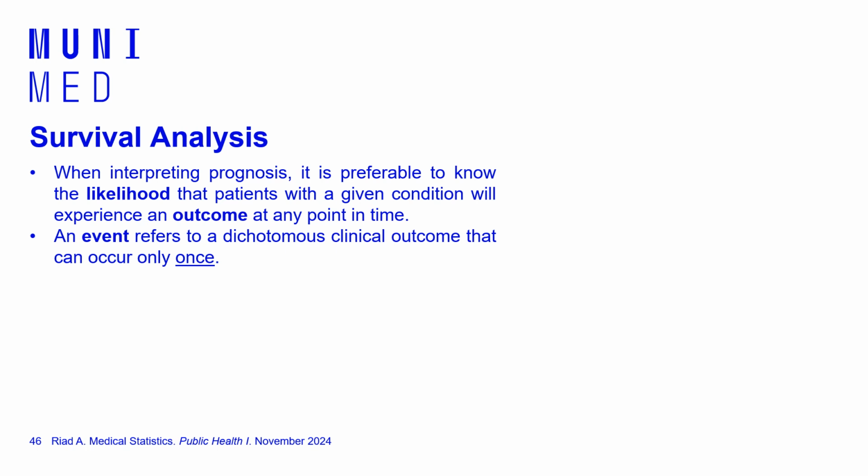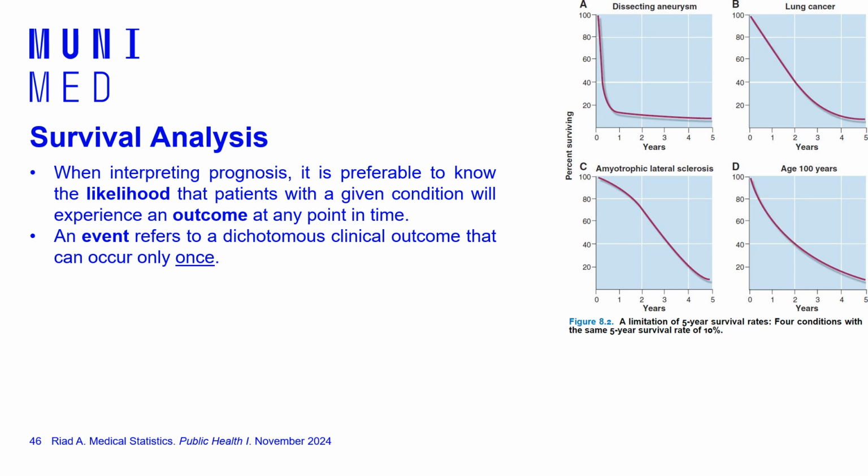All these events that will be used as an outcome measure for survival need to be dichotomous, or binary, because they will either happen or not happen. And once you have decided on an outcome that will not recur, meaning it can happen only once in life, you can draw these graphs.